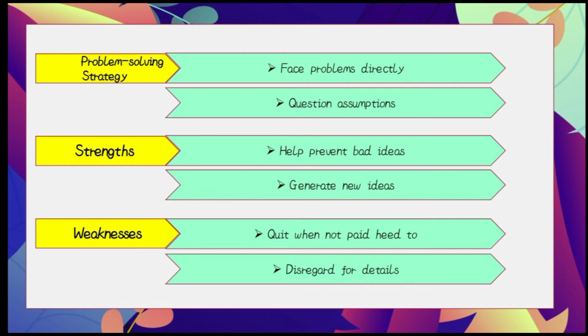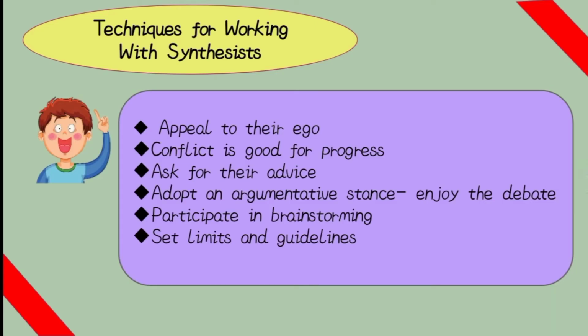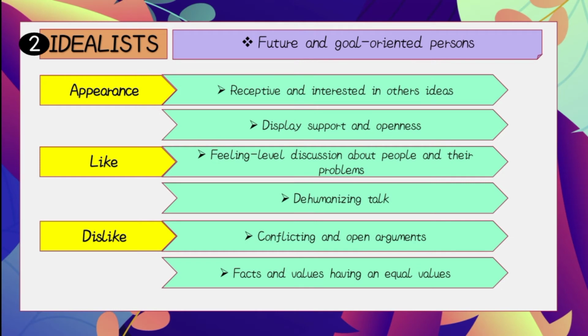Strengths: they help prevent bad ideas and generate new ideas. Weaknesses: they quit when not paid heed to and disregard details. The following are the techniques for working with a synthesist. Appeal to their ego. Conflict is good for progress. Ask for their advice. Adopt an argumentative stance. Enjoy the debate.